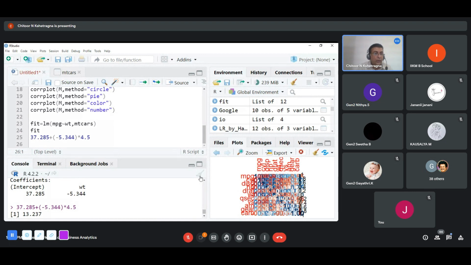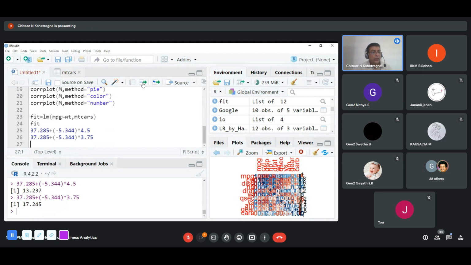Now I want to have a better mileage. I want to do a prediction. How do I do that? So now I don't want to have a 4.5 lbs car. I want to have a more efficient car in terms of weight. I want a 3.75 lbs car. 3.75. Now let's see what's the mileage I'll get. I'm almost reducing by 0.75 lbs. Yeah, my mileage goes up to 17.245. I'm getting a better mileage.